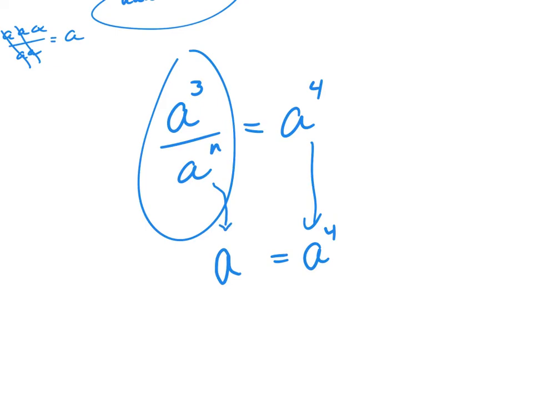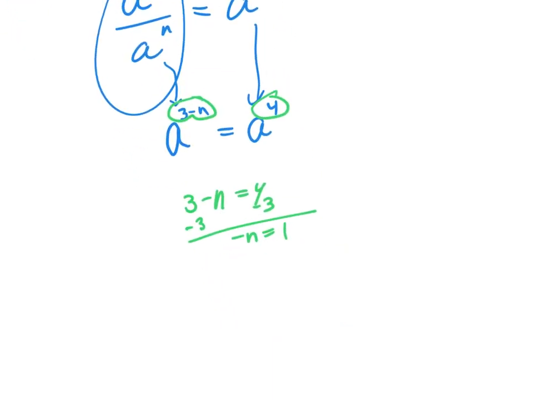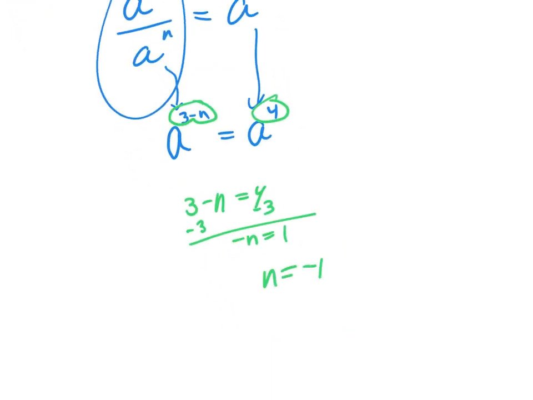Can you tell me what this should be? A to the what? What do you do when they're dividing like that? Do you add the powers, subtract the powers, multiply the powers, or divide the powers? Subtract them. So that's a to the 3 minus n. Do you remember me saying that when the bases were the same, this had to equal this? 3 minus n equals 4. I bet you anything you can solve this one. Raise your hand if you had n equals -1.